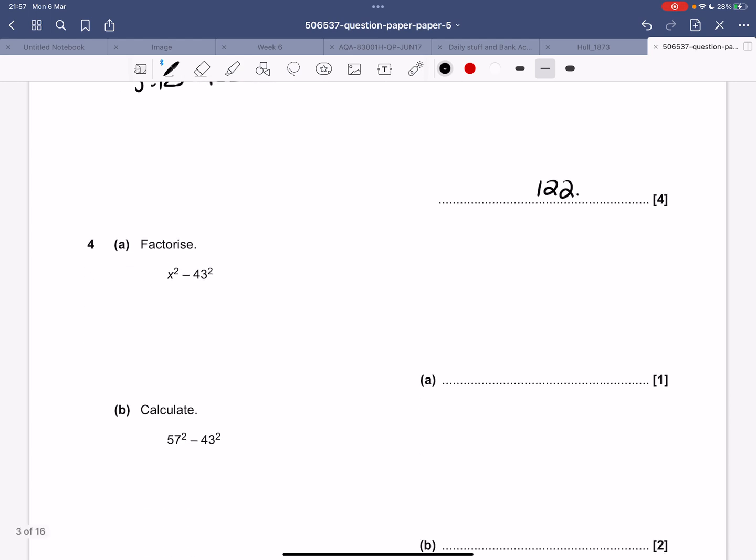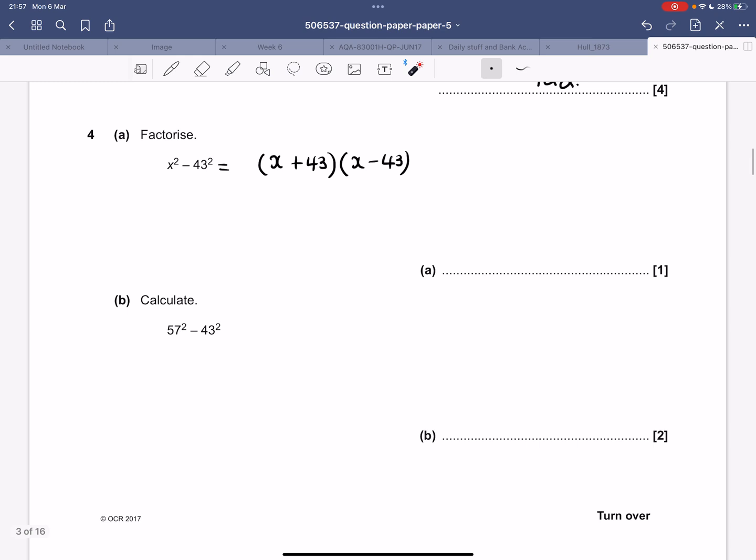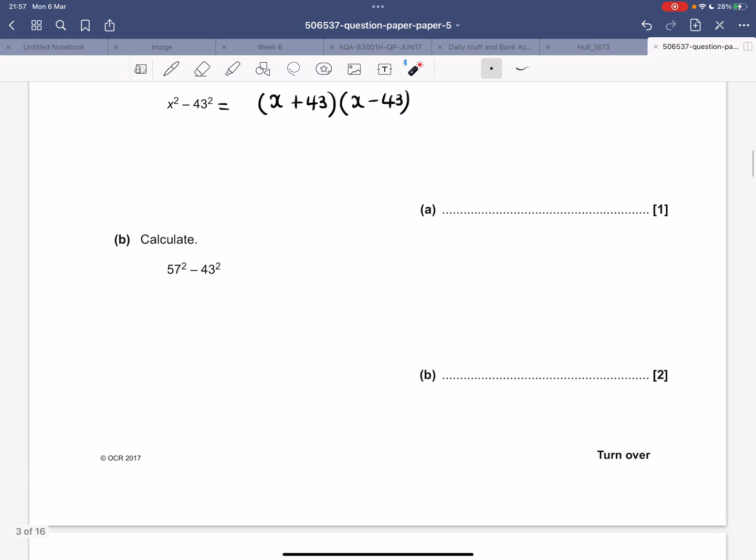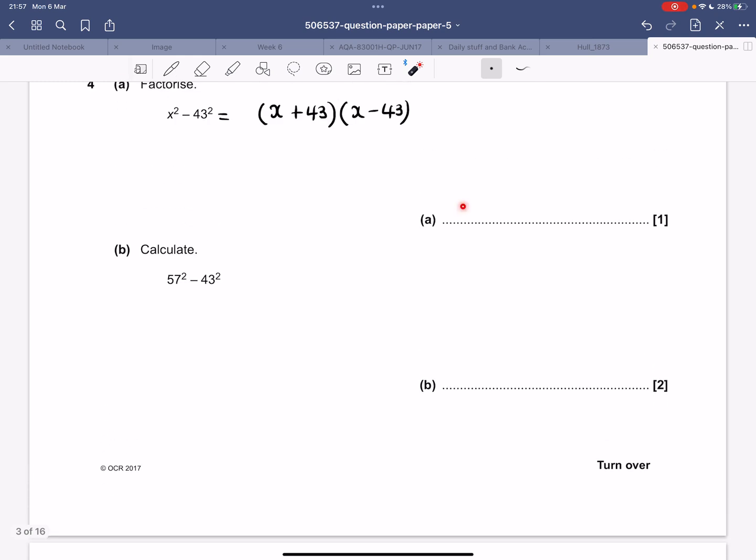Okay, factorise. This is the difference of 2 squares. So this is x plus 43 times x minus 43. It's something squared minus something squared. The square root of the first term goes first in each bracket, then you get a plus and a minus, then the square root of the second term goes there like that. Okay, so this one, I'll write it there.